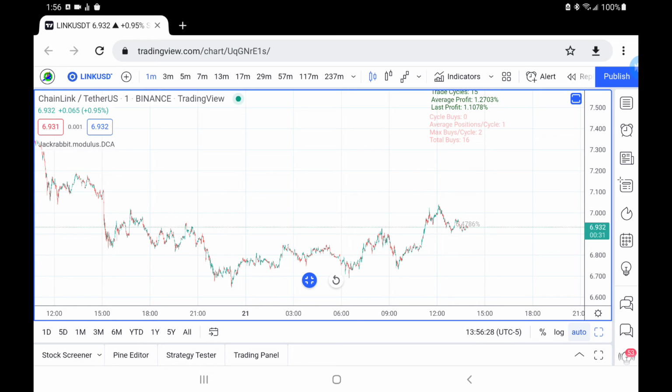15 trades. And look at your maximum. 2 positions over the last 4 days. 15 trades. This is another good coin with exceptional opportunities.